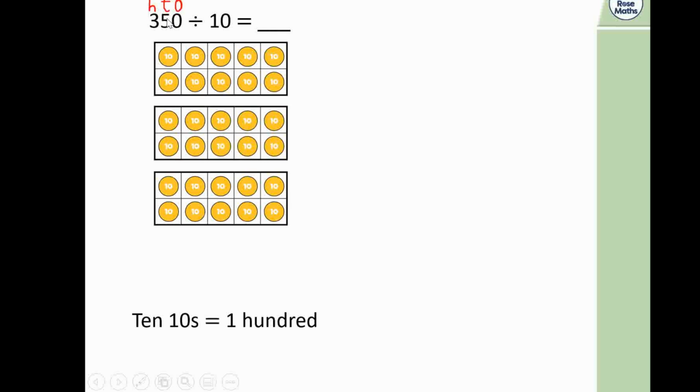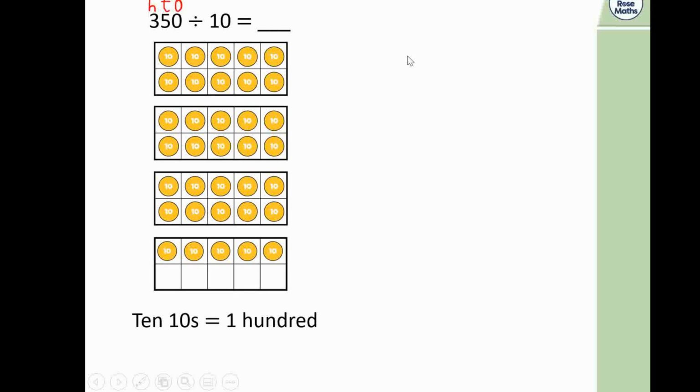And then for the tens, we need 5 tens. And they've given us 5 here on the end. And then there's 0 ones, so we're fine. Okay, so how many times has 10 gone into 350?